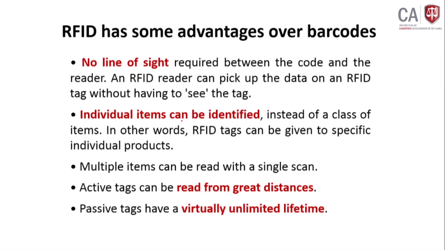Individual items can be identified. Instead of a class of item, in other words, RFID tags can be given to specific individual products. So, let's say a product can be in a box that also has an RFID tag, and inside the box there are so many products. So, in each product we can have many RFID tags.